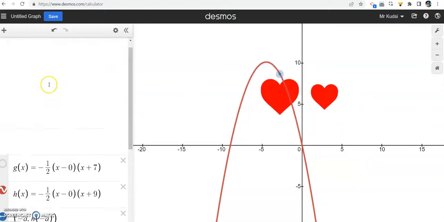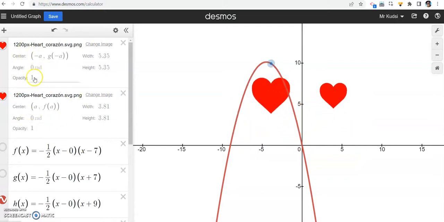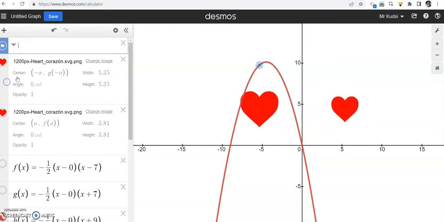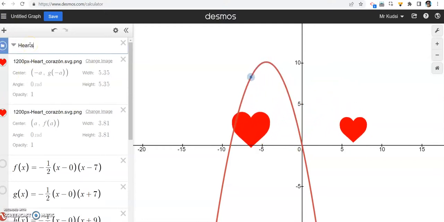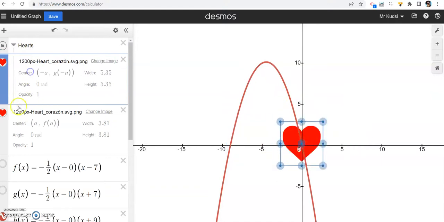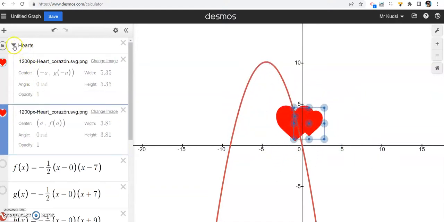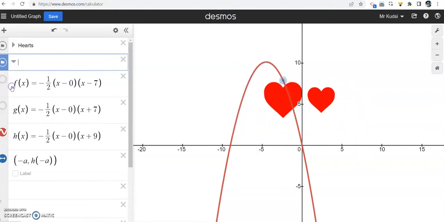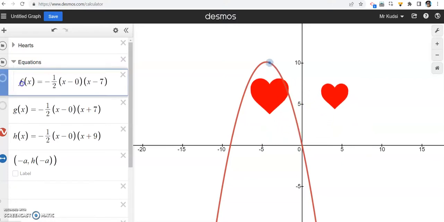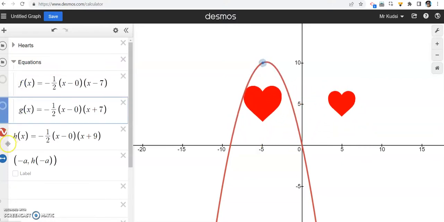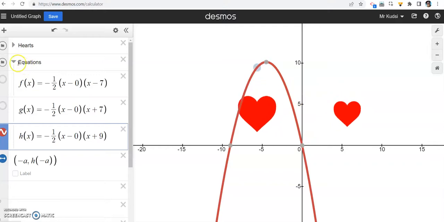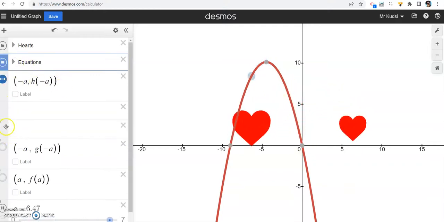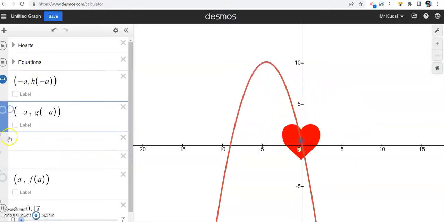Okay. One last thing I will say is you get a lot of stuff here. So what you might want to do is add a folder, title it hearts, and you can drag these points into there and you can hide the hearts. We can add a folder for the equations and drag all the equations in there. All right, and then these are all our points, and you can drag them up.